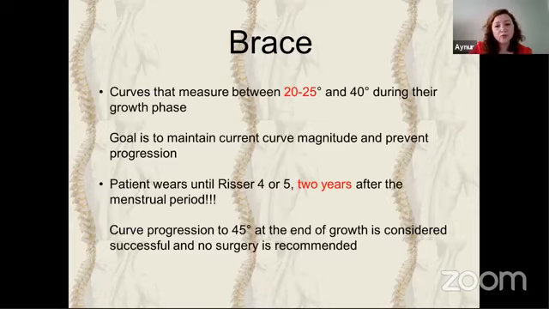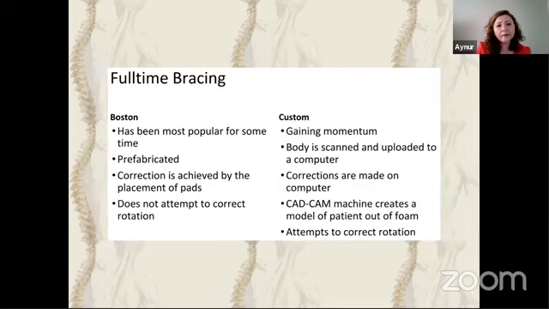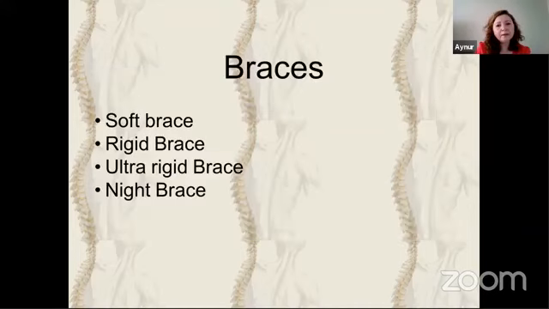Curve progression to 45 at the end of growth is considered successful and no surgery is recommended. There are types of braces: night braces, full-time braces, greater than 18 hours, we call it full-time. We have night braces, Boston or custom-made braces you can find, soft brace, rigid brace, ultra-rigid brace, and night brace. We can discuss them later in future, maybe.